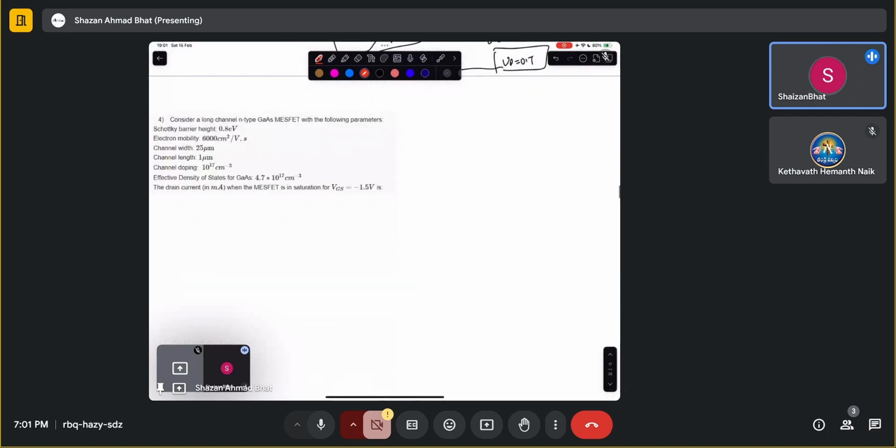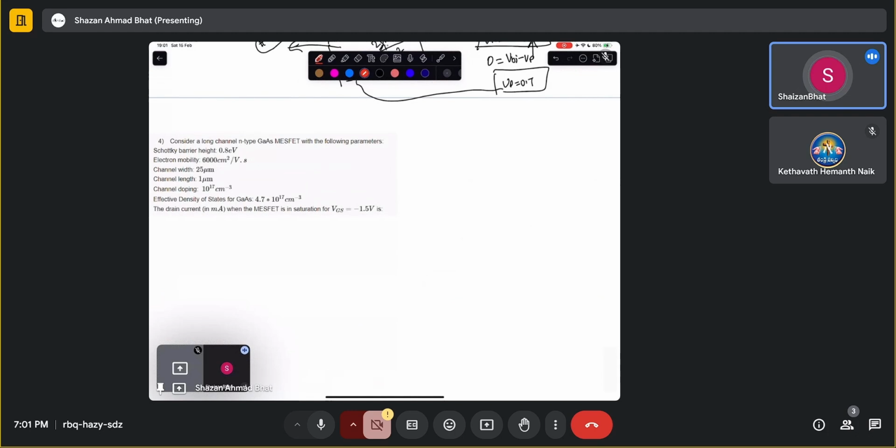Now moving on to the other question, which I think is similar. This question tells us we have to find the drain current. This is different, so what are the parameters given? This is a Schottky barrier. The Schottky barrier is given as 0.8 electron volt, and electron mobility is given as 6 into 10 to the power 3 per centimeter square volt second.